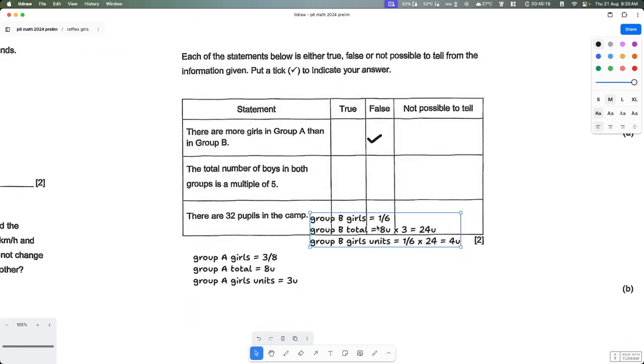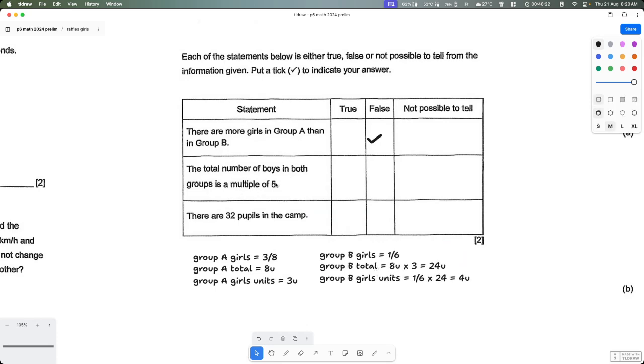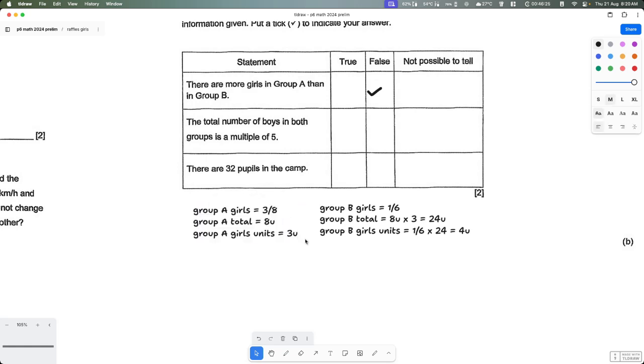Next statement: the total number of boys in both groups is a multiple of 5. Let's check it out. Group A boys is equal to 8 minus 3, which is 5 units. Group B boys in units is equal to 24 minus 4, which is equal to 20. So yes, they are in multiples of 5.